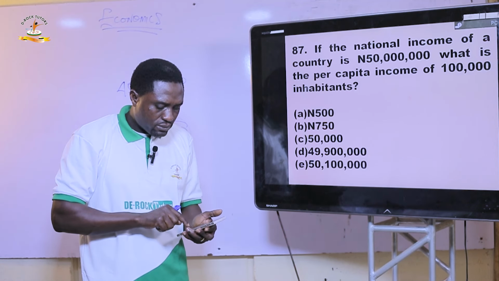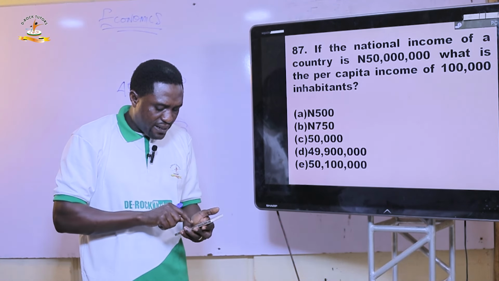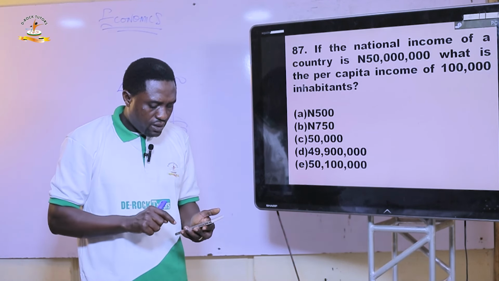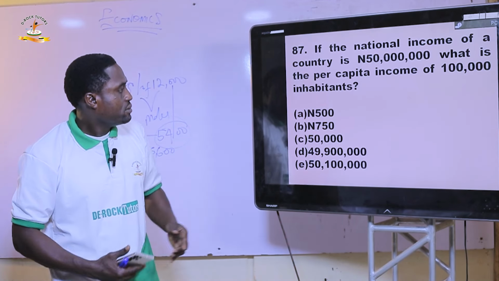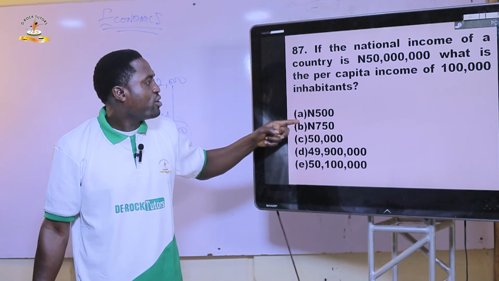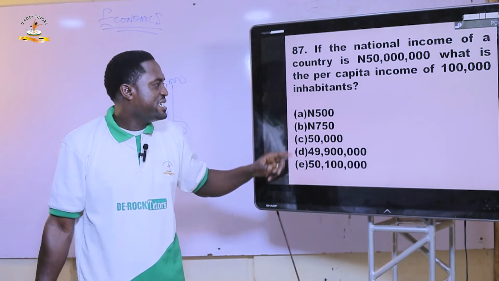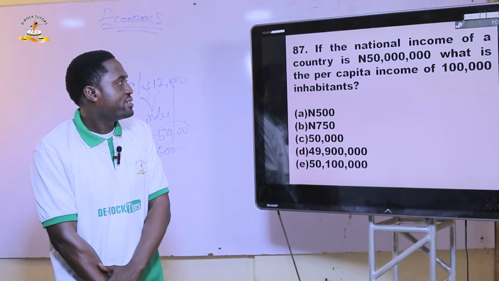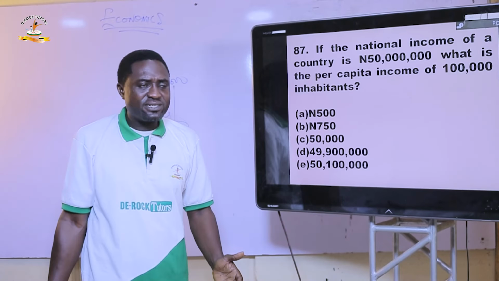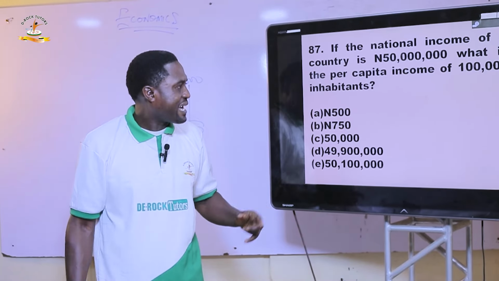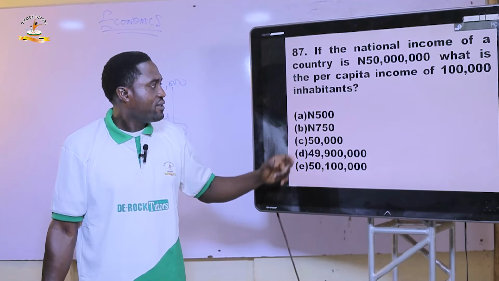50 million divided by 100,000. So the answer is 500. So the answer is what? 500 naira. So the per capita income of 100,000 inhabitants is 500 naira. So how did we calculate that? 50 million divided by 100,000, and it gives us 500.